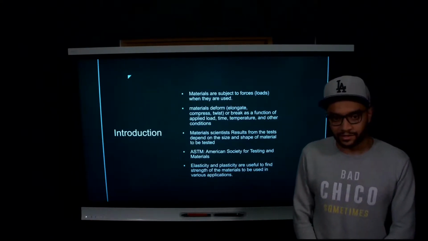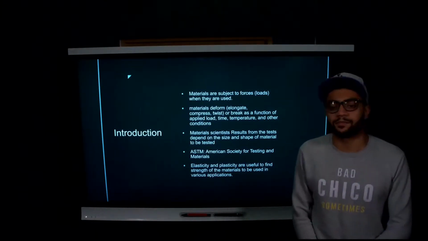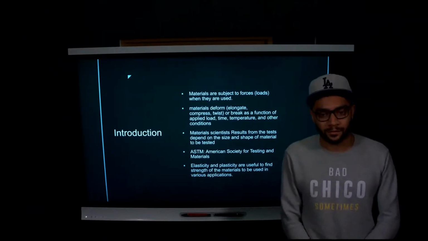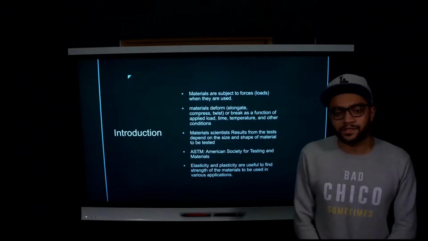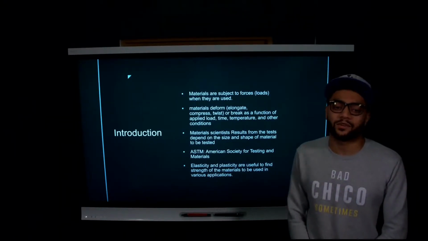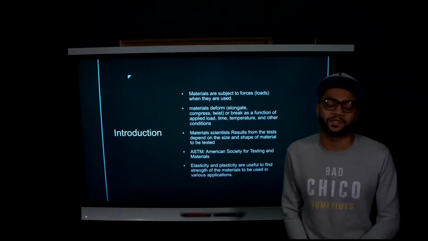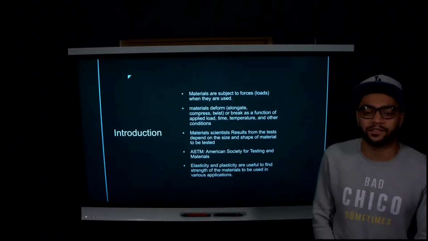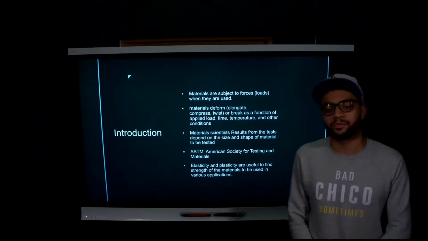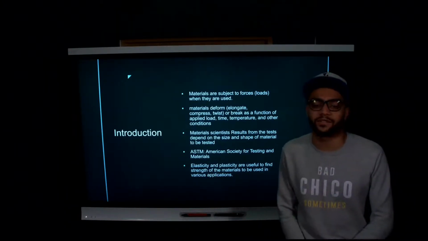The result of the testing depends on the size and shape of the material to be tested, how it is held, and the way of performing the test. This is why we use common procedures or standards, which are published by the American Society for Testing and Materials, known as ASTM. Elasticity and plasticity are used to find the strengths of materials to be used in various applications.